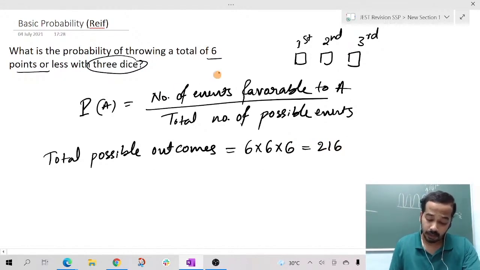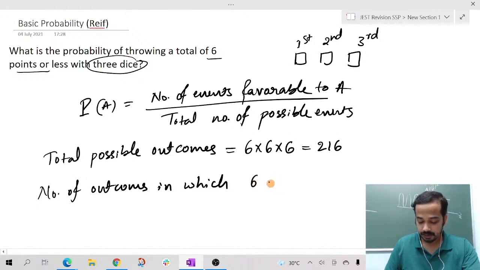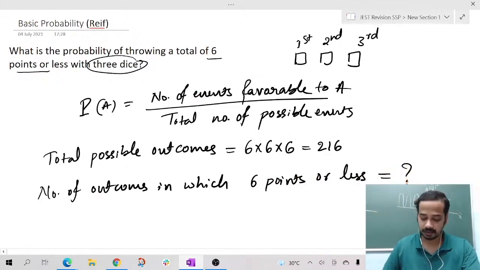Among them, what is the number of favorable outcomes? That means what is the probability of getting 6 points or less? The number of outcomes in which all 3 dice together give 6 points or less, this is your numerator part. You need to find this one. Okay, let us find this one.